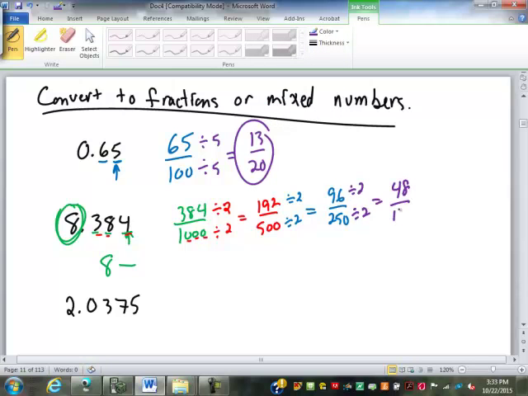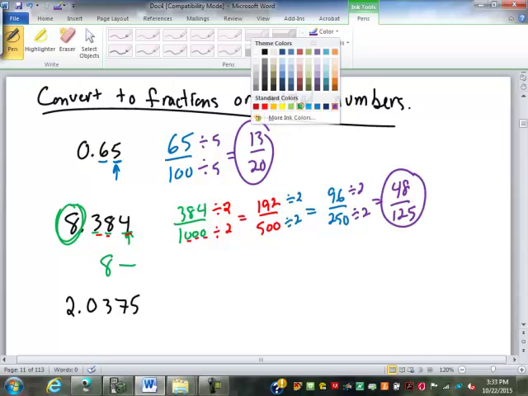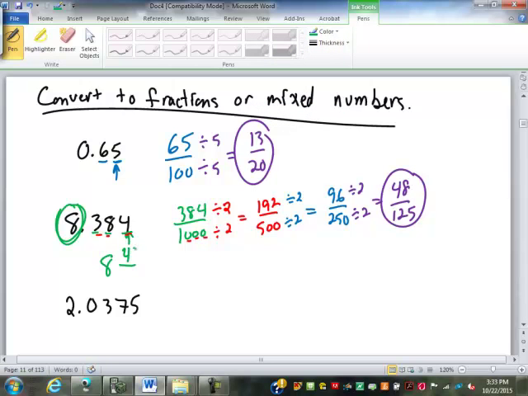48 over 125. That's it? That's a 128. Okay. Try again. No extra charge for the extra 3. 48 over 125. So 8 and 48 over 125.